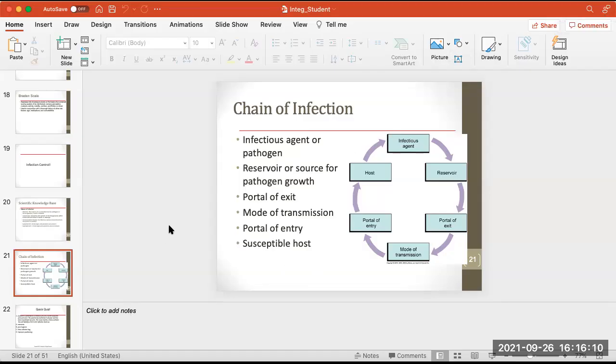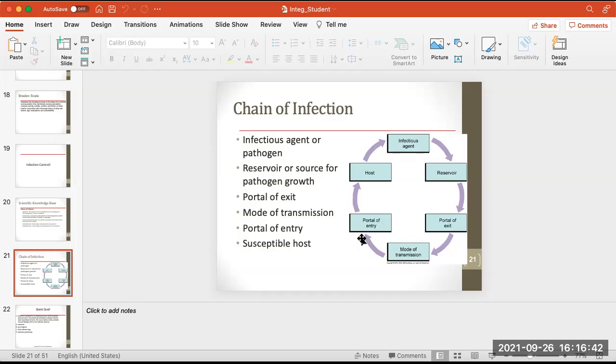So here we are trying to see how can we break this chain. Can we break this chain at the host level? Can we break this chain at the mode of transmission level? And portal of entry can be through any route, you can inhale them, you can eat the pathogens through some food or wherever, if it's contaminated food or contaminated water.